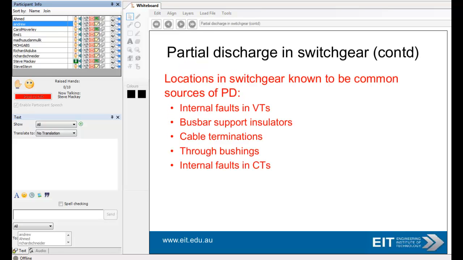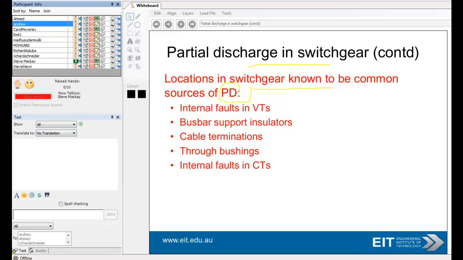In switchgear, you can have locations which you could see partial discharge. Has anyone had any issues with partial discharge? Any issues? Steve, any comments from you on partial discharge?